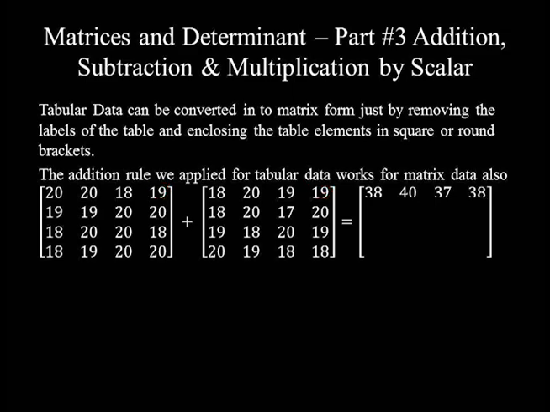Row 2 addition, 19 plus 18 equal to 37, 19 plus 20 equal to 39, 20 plus 17 equal to 37, and 20 plus 20 equal to 40. Row 3 addition, 18 plus 19 equal to 37, 20 plus 18 equal to 38, 20 plus 20 equal to 40, and 18 plus 19 equal to 37. Row 4 addition, 18 plus 20 equal to 38, 19 plus 19 equal to 38, 20 plus 18 equal to 38, and 20 plus 18 again equal to 38.